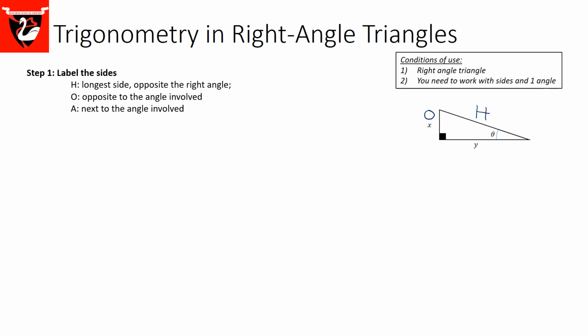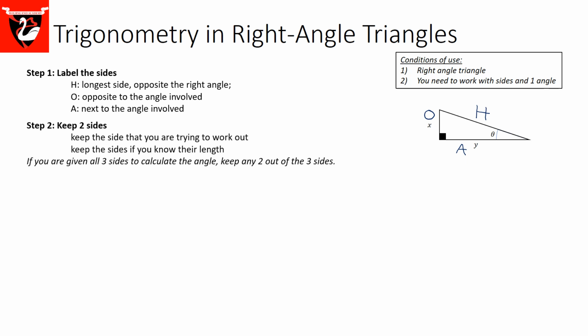The third side, which is adjacent to the angle you're working with, which is between the angle you're working with and the right angle, is going to be labeled as A for adjacent. This is step 1 done.